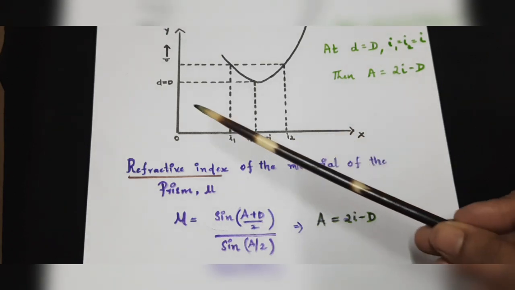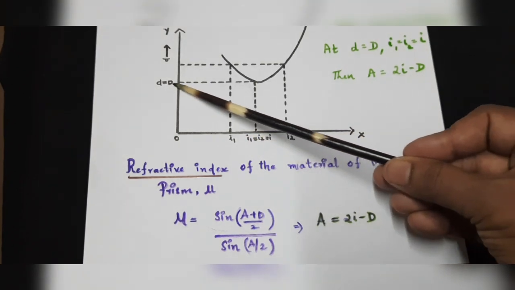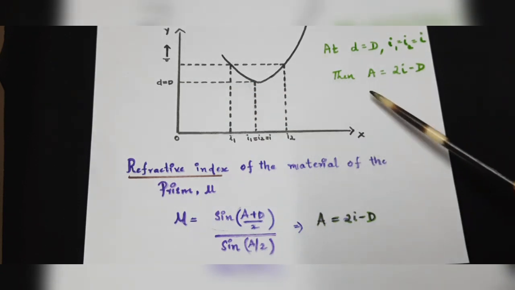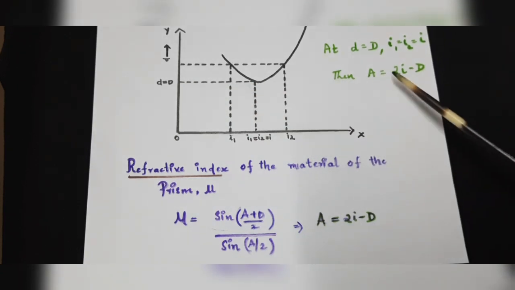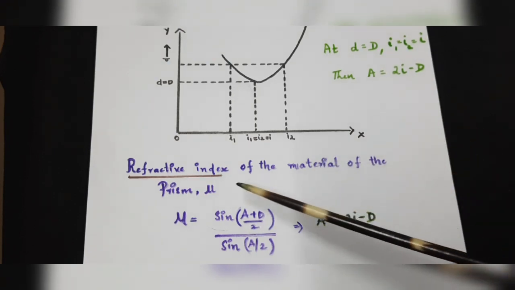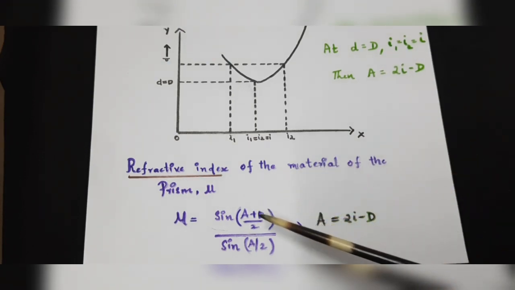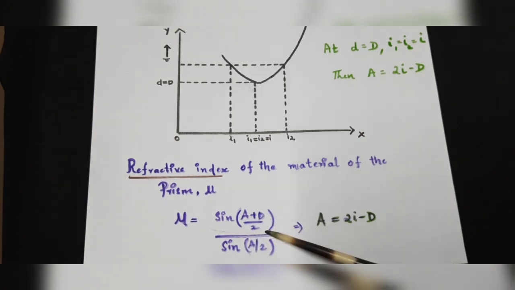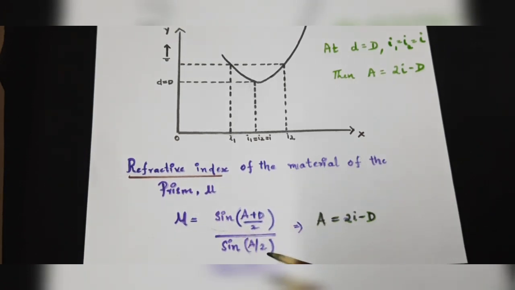Now that we have found the angle of minimum deviation, capital D, and the angle of prism A, which is 2I minus D, we can go for the refractive index of the material of the prism. That is, mu is equal to sine of (A plus D) by 2 divided by sine of A by 2. With this relation, we can calculate the refractive index of the material of the prism.